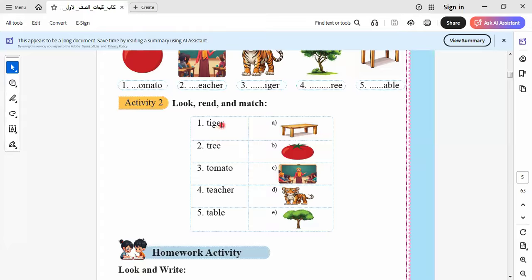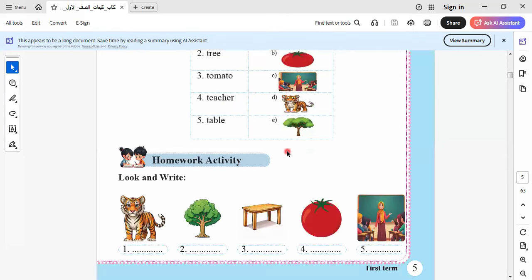Here we say tiger. Which one is tiger? This one. So I select tiger by this one. Tree. Which one is tree? This one by this one. Tomato. This is tomato. Teacher. This is teacher. Table. This is table. Let's go to another one.